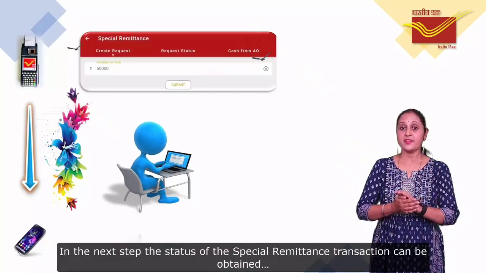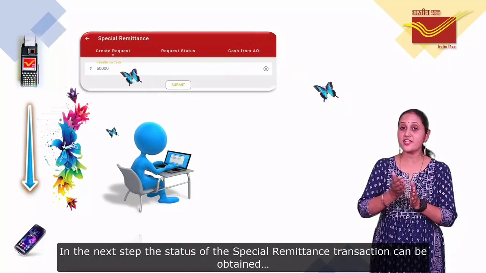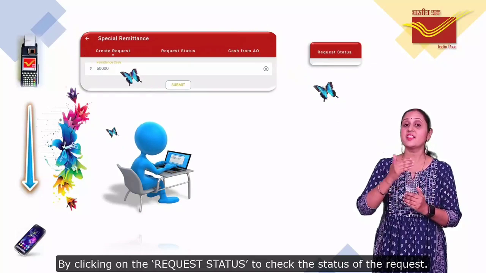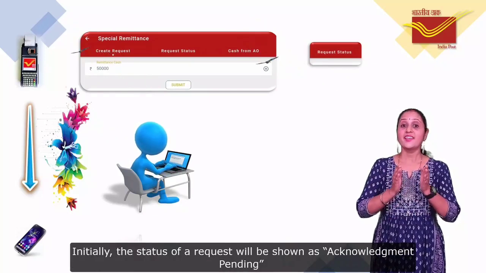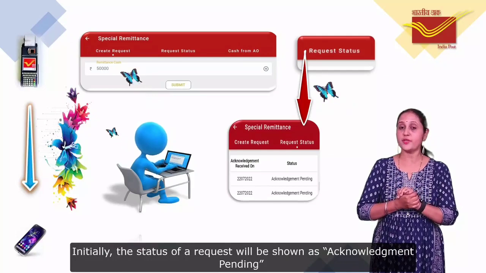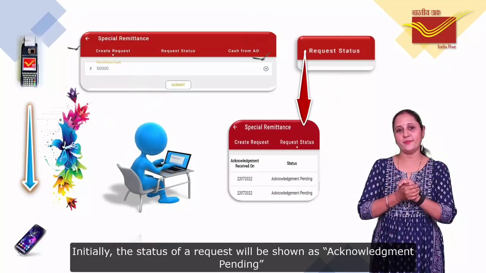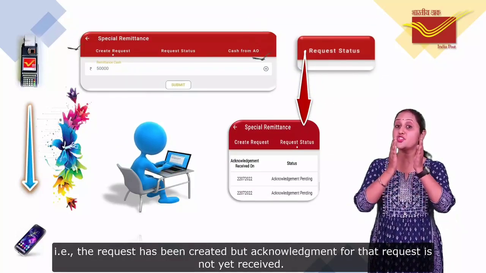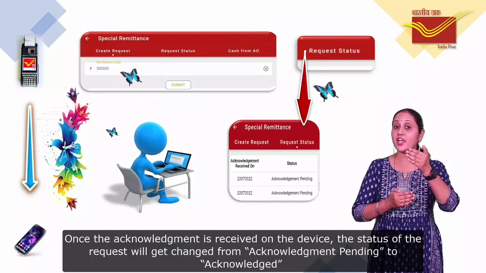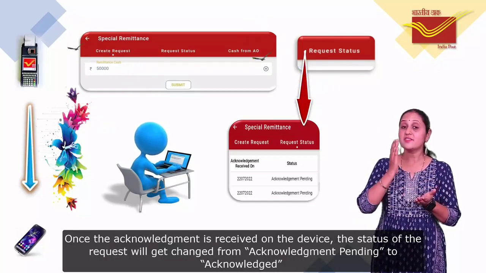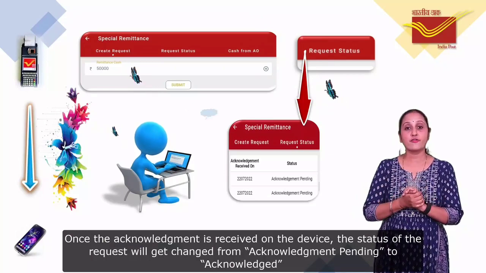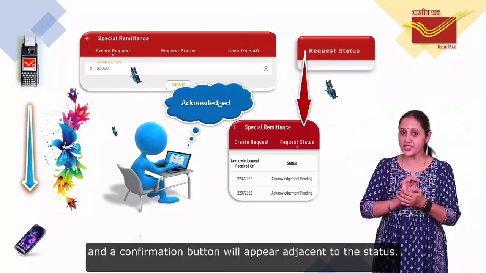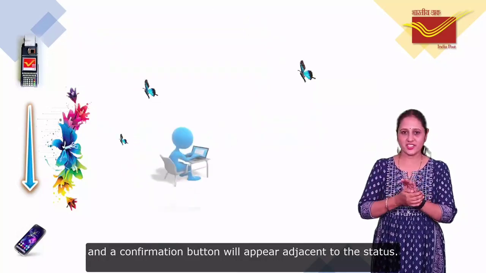In the next step, the status of the Special Remittance transaction can be obtained by clicking on Request Status to check the status of the request. Initially, the status of a request will be shown as Acknowledgement Pending. That is, the request has been created, but acknowledgement for that request is not yet received. Once the acknowledgement is received on the device, the status of the request will change from Acknowledgement Pending to Acknowledged, and a confirmation button will appear adjacent to the status.